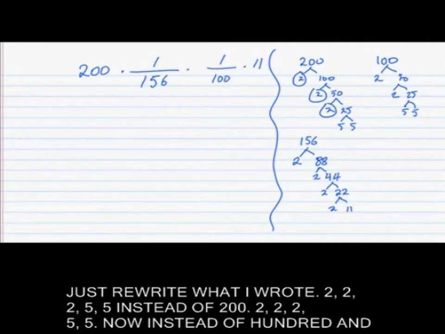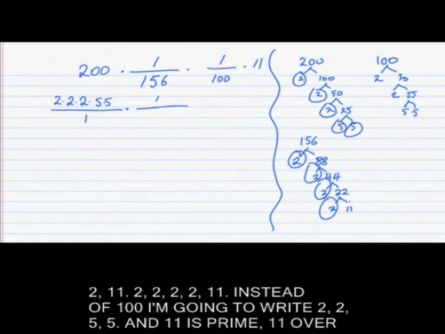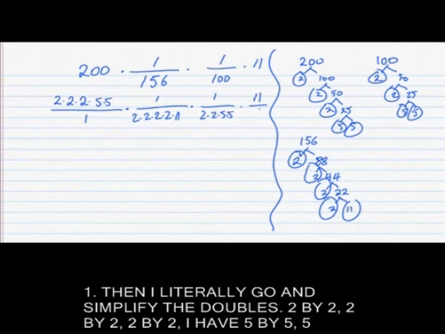2, 2, 2, 5, 5 instead of 200. Now instead of 100, I'll put a 1, since that's the trick with the whole numbers. Instead of 156, I'll write 2, 2, 2, 2, 11. Instead of 100, I'm going to write 2, 2, 5, 5. And 11 is prime, 11 over 1.